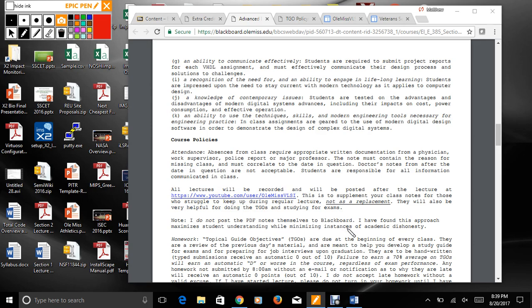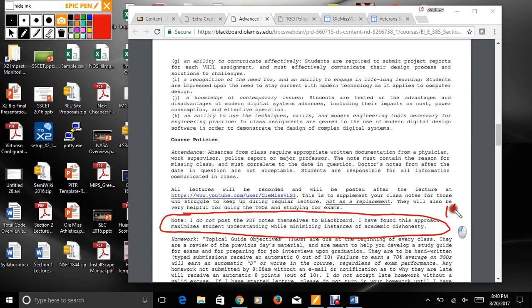Something that's very important to note, and this is the answer to number 4. I'm sorry, not quite. This is the answer to number 4 here. But this is to supplement your class notes for those who struggle keeping up during regular lecture, not as a replacement. They will also be very helpful in doing the topical guide objectives and studying for exams.